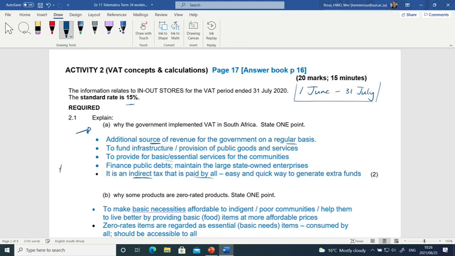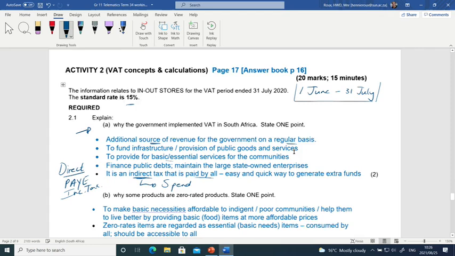If we talk about direct tax, that will be on the income that you receive. That will be personal income tax, pay as you earn, as well as company tax, income tax paid by businesses on their profit. That is paid directly to SARS. Indirect is when I spend money and I pay via the supermarket. I pay the supermarket, but the supermarket will pay it over to SARS. That is why it is called indirect tax.